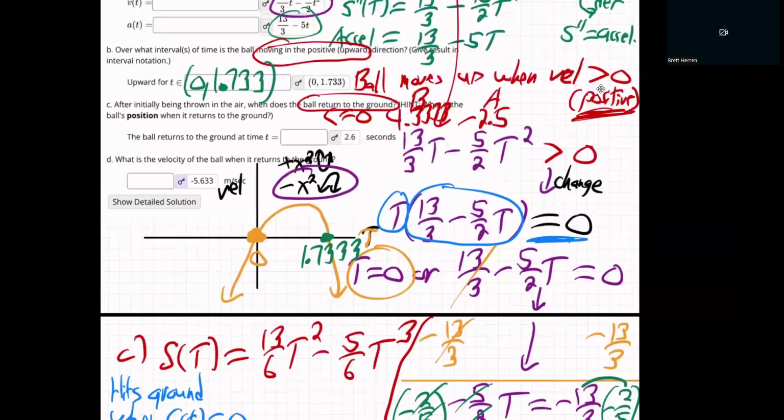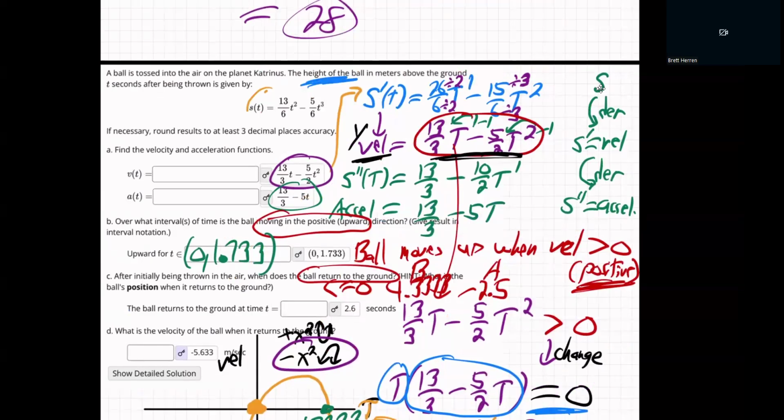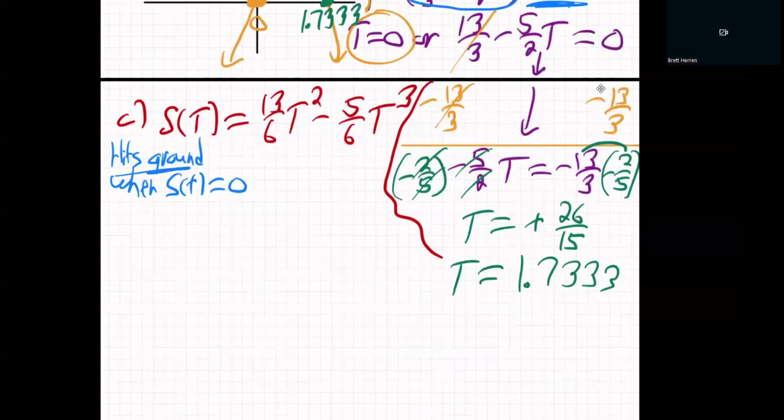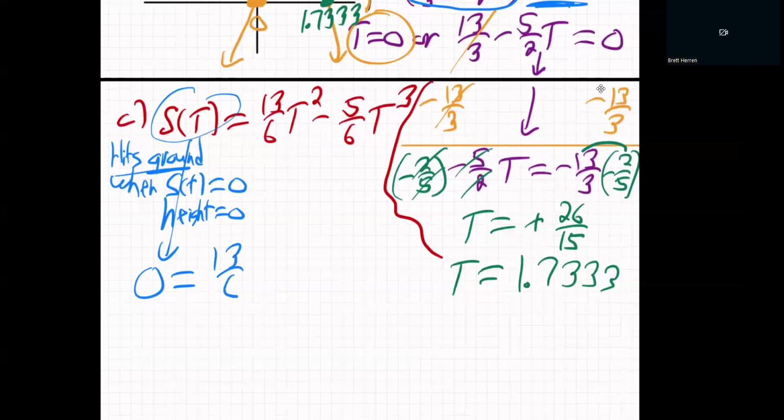Because remember, S of t is height. Didn't it say it up here? Yeah, the height of the ball is given by that equation. So this is really an H. This is really a height equation. See, it says right there. So it hits the ground when the height equals 0. So that means you take the left side here and you make that 0. Now we've got to solve that equation. So we're saying, when is the S, the height, 0? That'll be when the ball hits the ground.